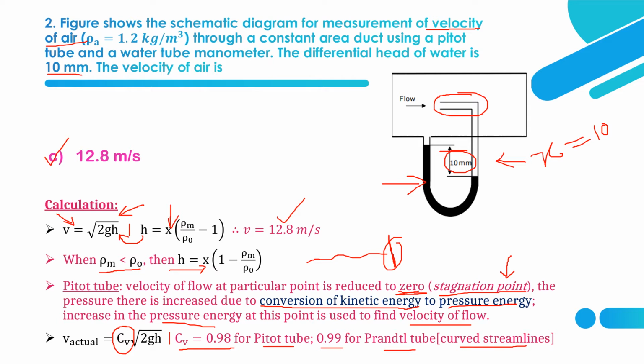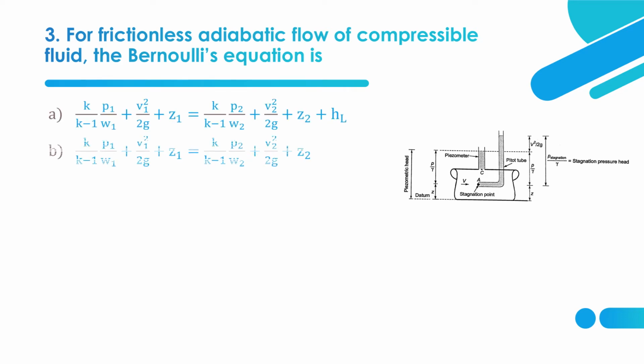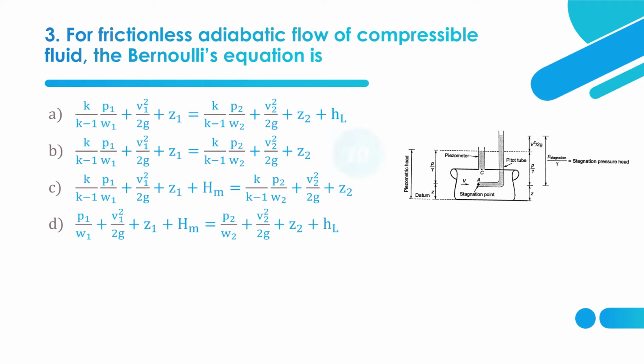Now let's move on to the third question. For frictionless adiabatic flow of compressible fluid, the Bernoulli's equation is given by. So there are four options. Just give the correct relation for this scenario: frictionless adiabatic flow of compressible fluid. Every word is important.